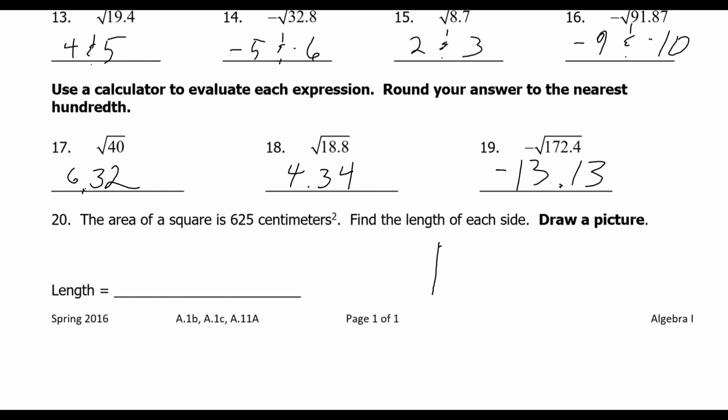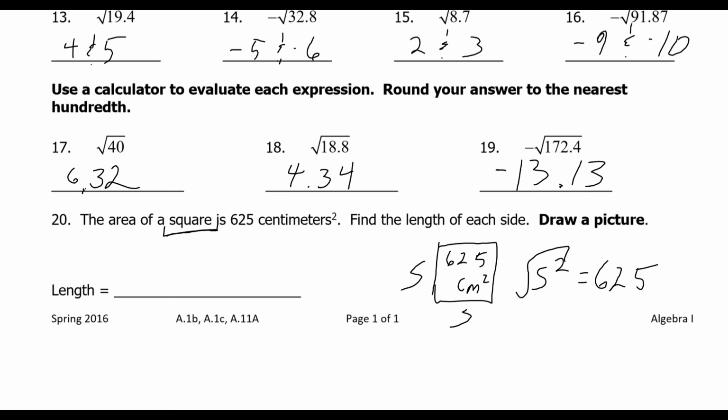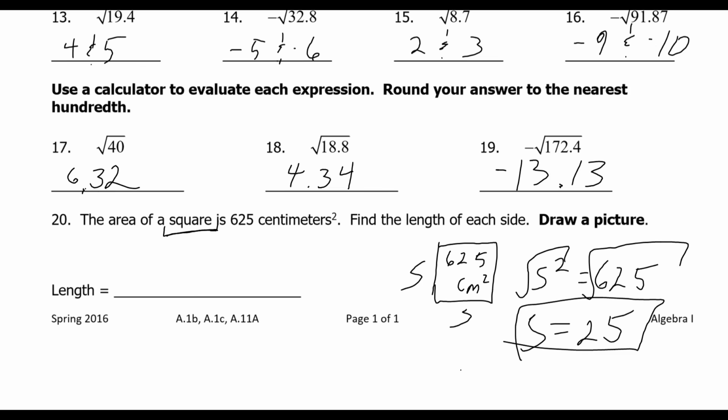Alright, last one. Okay, it says the area of a square is 625 centimeters squared, and it says to find the length of each side and draw a picture. Okay, my picture is drawn, I got a square there, okay? Anytime that I see a shape word, I like to go ahead and draw that shape. It helps me, and it would really help a lot of y'all. Okay, so we've got 625 as the area, centimeters squared. So we got a side and a side, so that's s squared equals 625. Take the square root of both sides, and that's going to be s equals 25. And there it is.